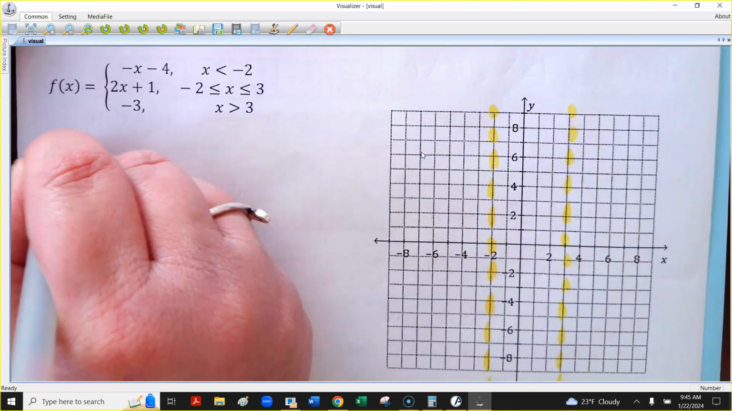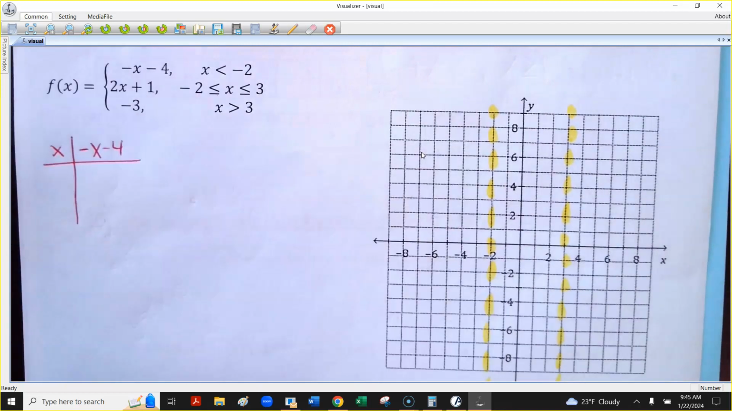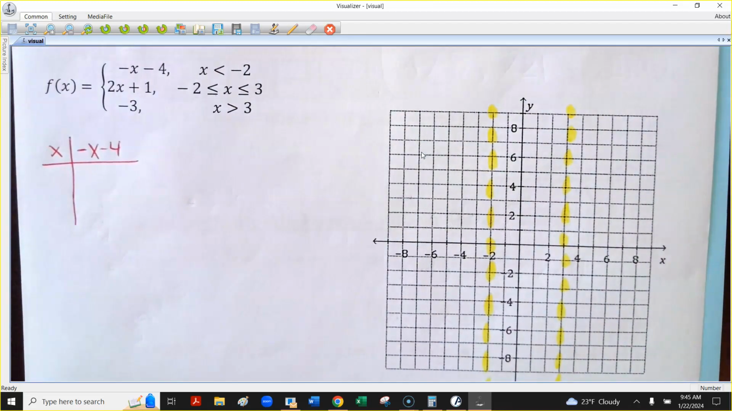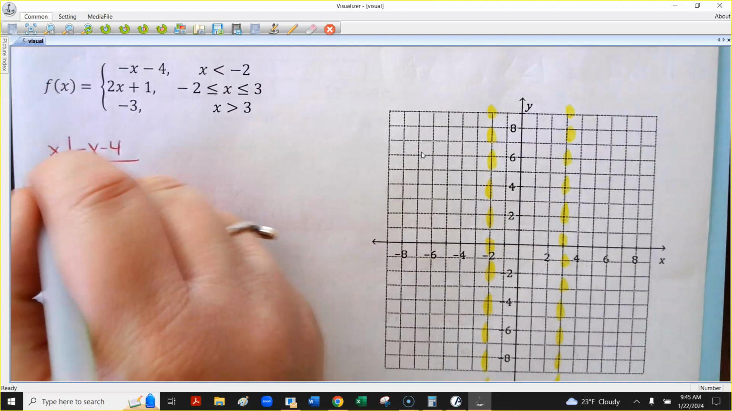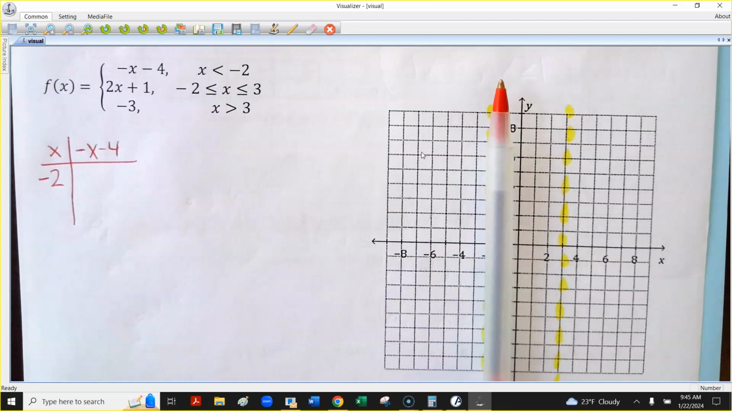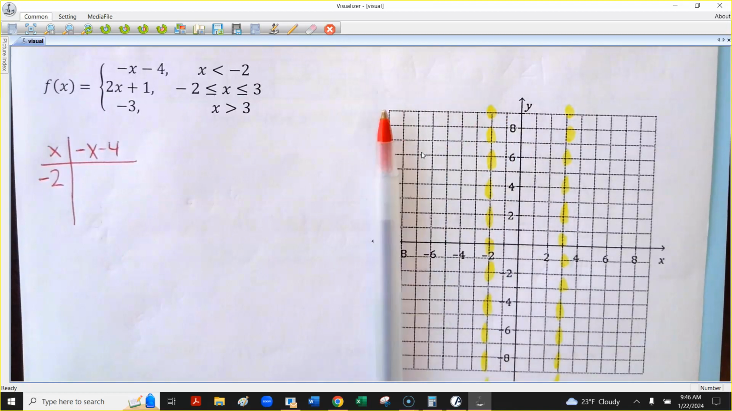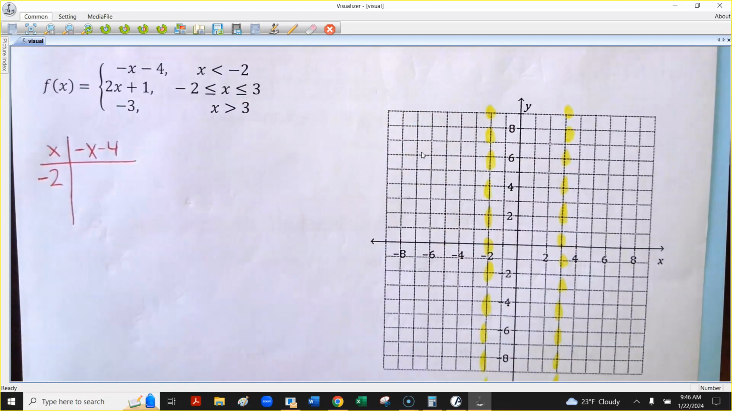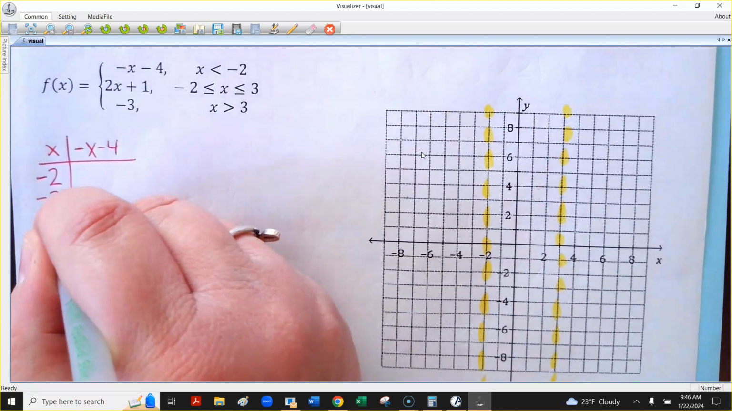And I'm just going to make a tiny table for each one. So the first piece is -x, so the opposite of my x value, -4. And I'm using that for x values less than -2. So start with the number and the inequality. Start with the -2. And then if you're not sure, look on the graph, okay? Less than goes to the left. So if I'm picking numbers less than -2, it'd be like -3, -4, -5, just to the left of that if you're not sure.